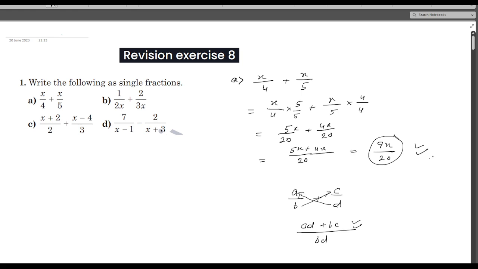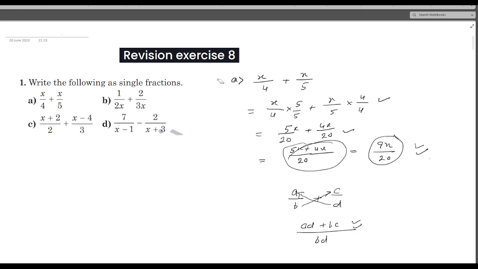It is nothing but the same process which we have done above, that is to make our denominator the same. But by doing this, we can avoid two steps, this step and this step, and directly get this result. Now let us do question B.